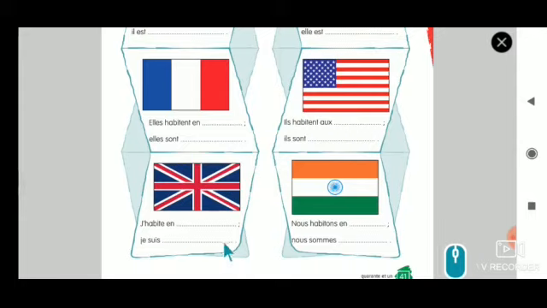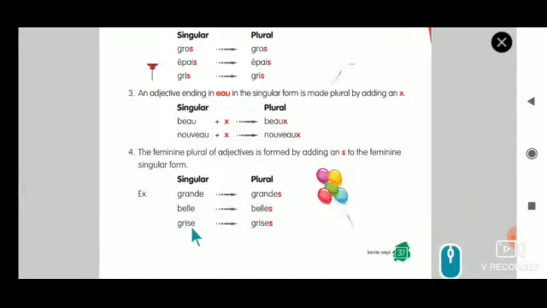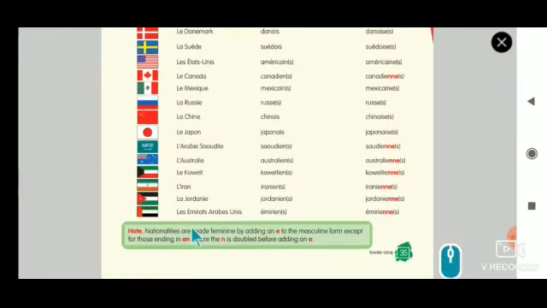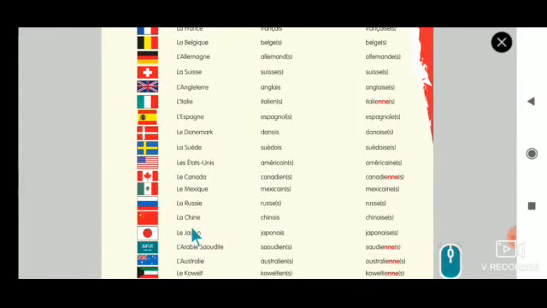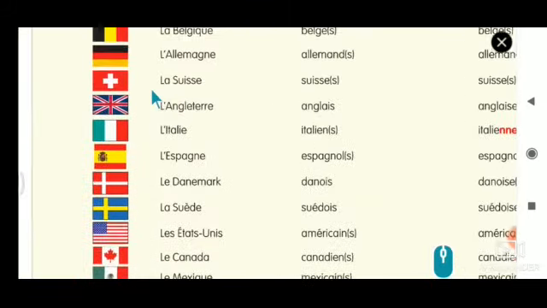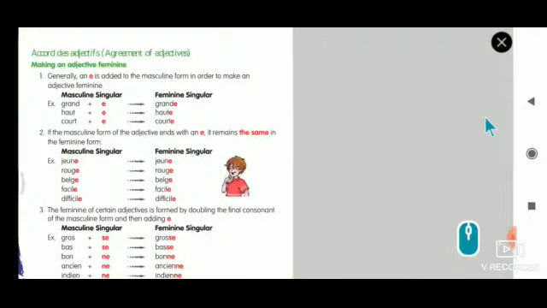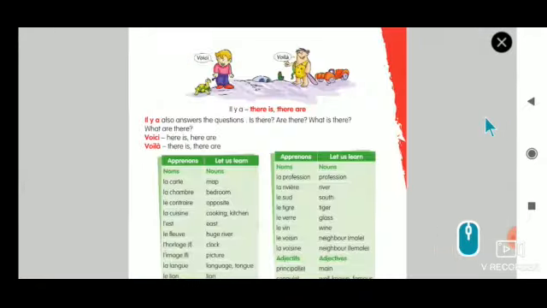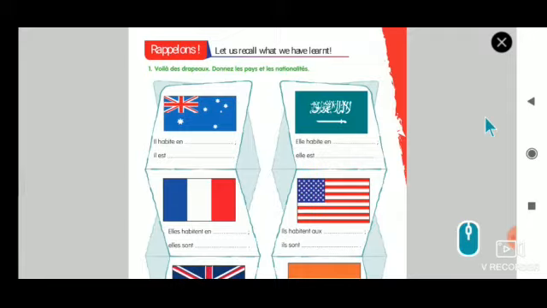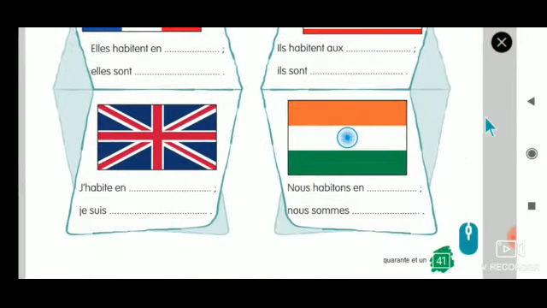J'habite en dash. So again habite, so the country's name. So let's check which country it is. Angleterre. So see the map here. Hope it's clear for you. Angleterre. So Anglais, Anglaise, masculine, feminine. So if it is feminine plural, add es. So that is the rule. So let's see what they have asked there.